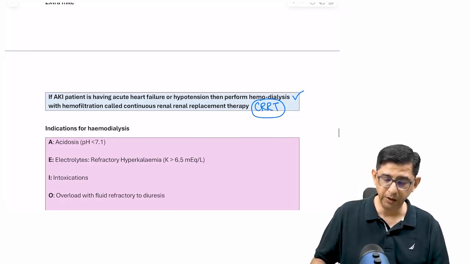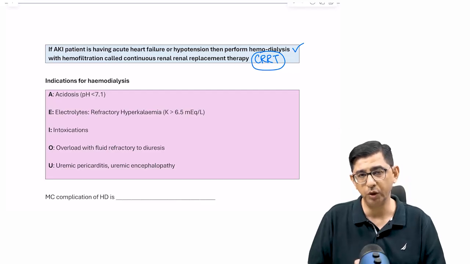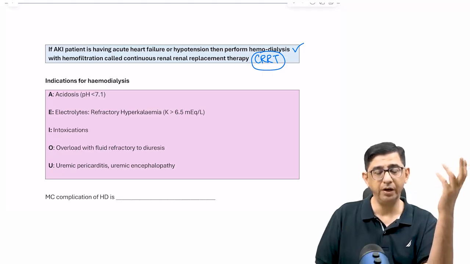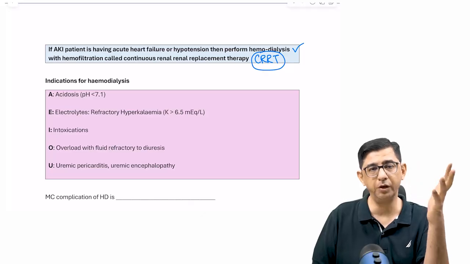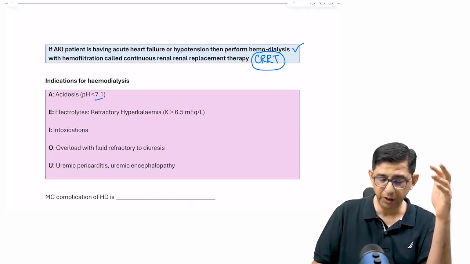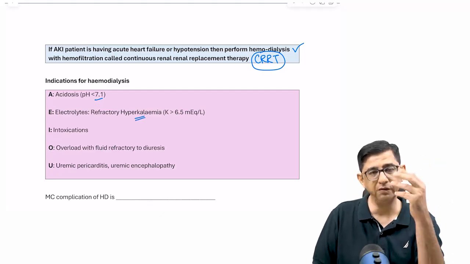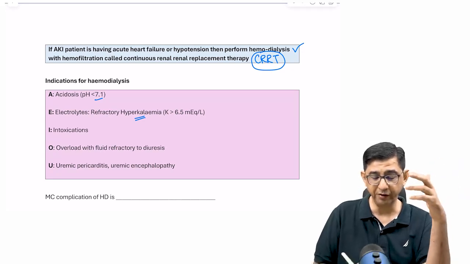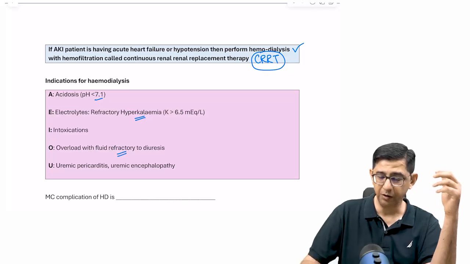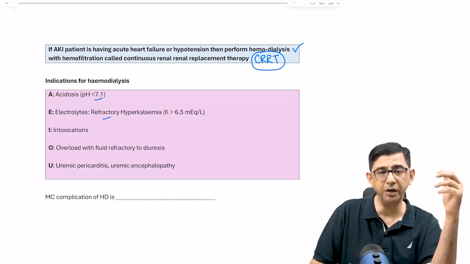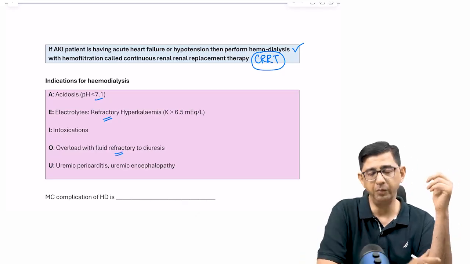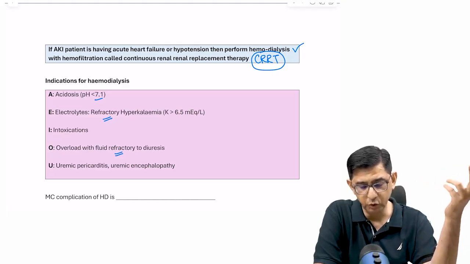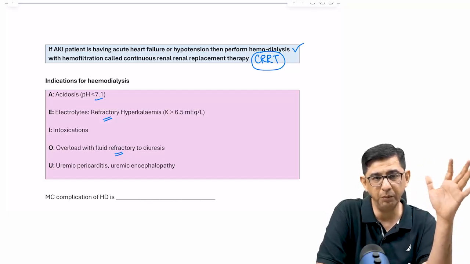As far as indications for dialysis are concerned, I've already explained that the most important indication is uremic pericarditis. The classical information given is acidosis not responding to sodium bicarbonate, pH less than 7.1, potassium refractory more than 6.5 in spite of drug treatment, then drug intoxications, fluid overload, refractory. The word refractory comes two times, right? Refractory with respect to hyperkalemia, refractory with respect to the pulmonary edema component, and then uremic pericarditis and uremic encephalopathy. So AEIOU is used to remember them. The absolute indication would be uremic pericarditis.